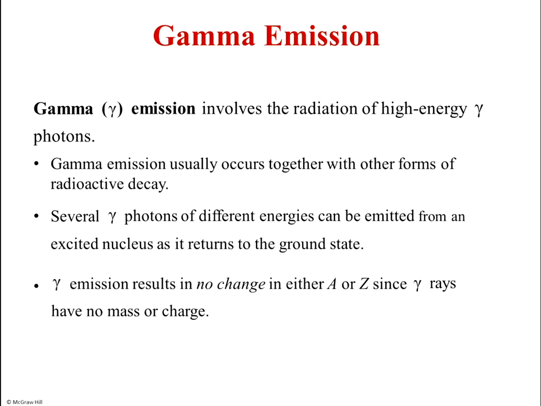Several gamma photons of different energies can be emitted from an excited nucleus as it returns to the ground state, so we can see multiple emissions from a single process. Gamma emission results in no change in the mass number or the nuclear charge, since gamma rays do not have mass, nor do they have charge.